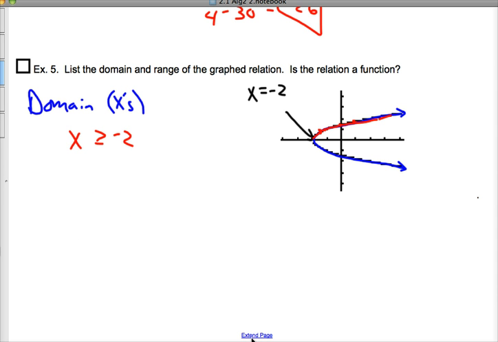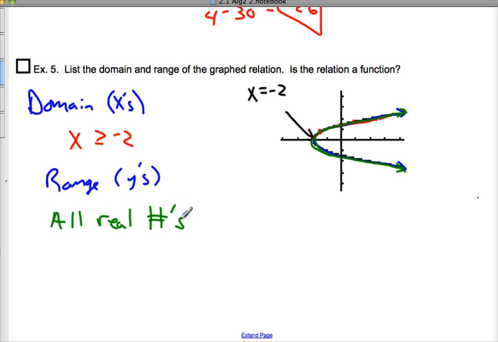Range, on the other hand, is your y's. So looking at this graph, you want to think y goes up and down. How far up and down does this go? Well, because I put this arrow on here, this thing goes forever down. It's not going down very fast, but it's going forever down. It's going forever right as well, but we already took care of that with domain. For y's, we're interested in up and down. It's going forever down, and here it's going forever up. So for y's, it could be anything. It could be all real numbers.